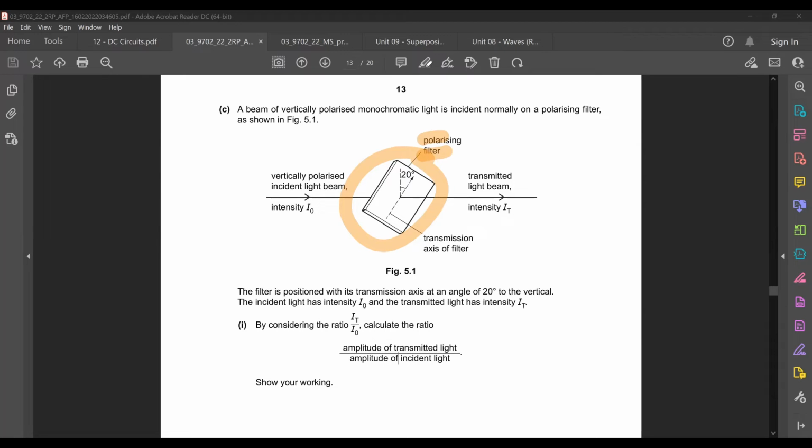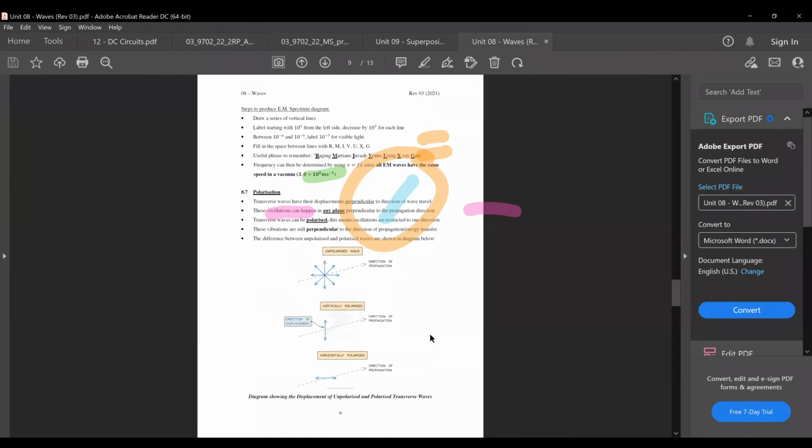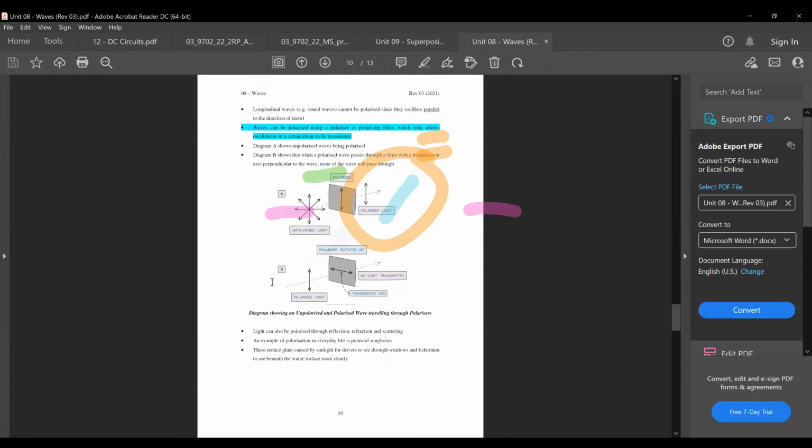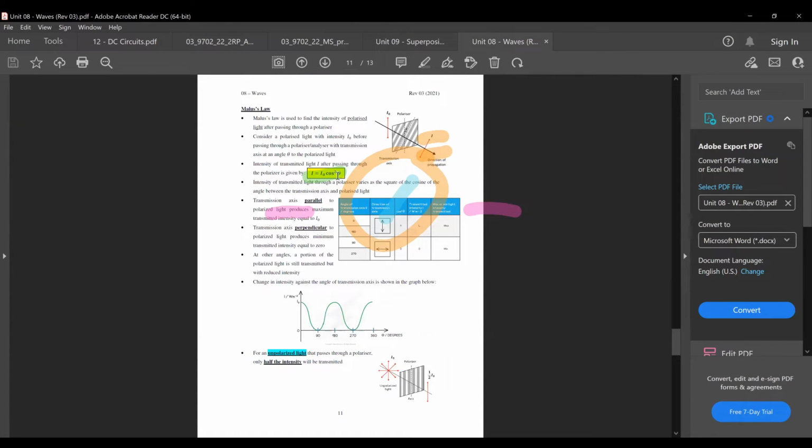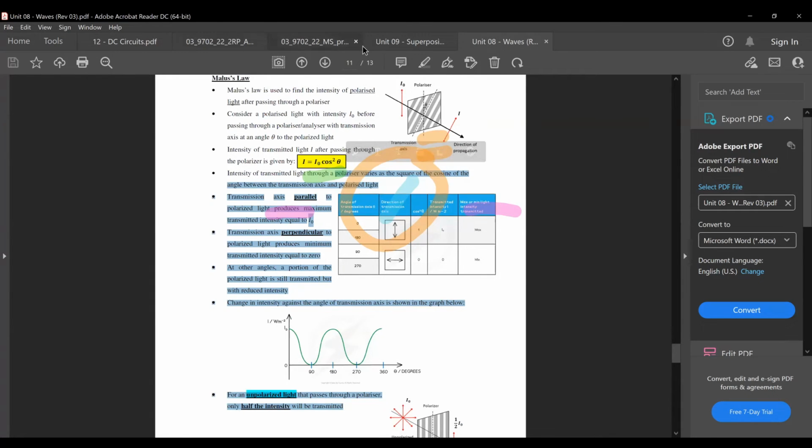Your transmission axis is this one. What you have is polarized light incident on a polarizer. So you have a certain intensity going in, and then a certain intensity going out. Remember I mentioned that when polarized light is incident on a polarizer, you would need to use Malus's law, which is summarized by this equation: I is I naught cos square theta. So it's this little equation here that you would need to use.